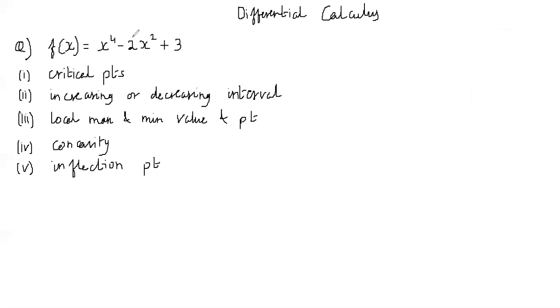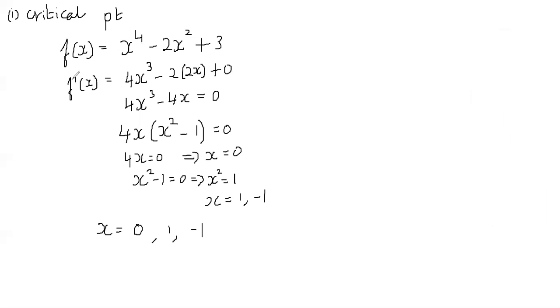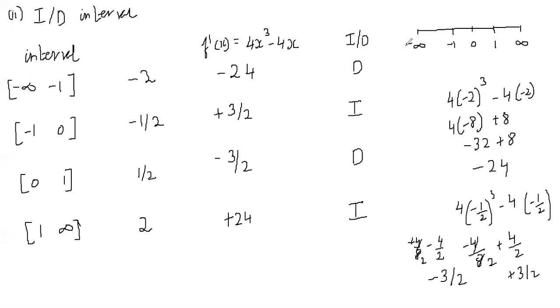First, they will give the equation f of x. We have to find the critical points. How we find the critical points is, differentiate this equation one time and find the value of x. Those are the critical points. Next, we have to find the increasing or decreasing intervals. We have minus infinity to infinity and the other 3 critical points. We check how many intervals there are. We write all the intervals, take any one value between each interval, and substitute this value in f dash of x. If it is minus, it is decreasing. If it is plus, it is increasing.